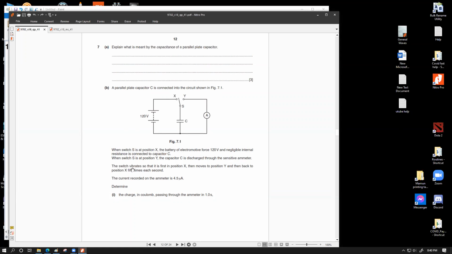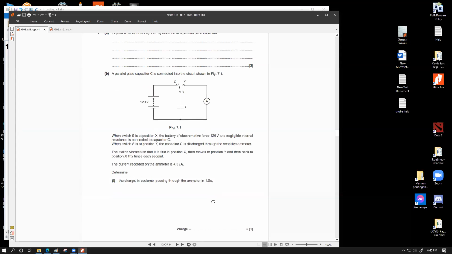The switch vibrates so that it is in first position X, then moves to position Y, and then back to position X 50 times each second. The current recorded in the ammeter is 4.5 microampere. This is the important bit. Determine the charge in coulomb passing through the ammeter in 1 second. That's pretty much easily doable. You just multiply this whole thing so you get the value.